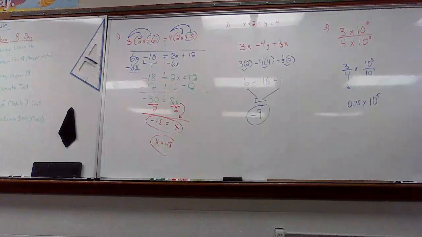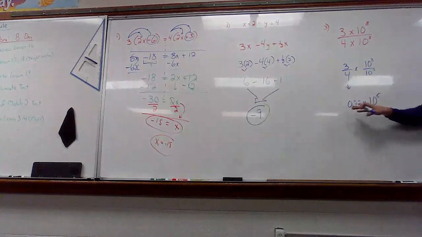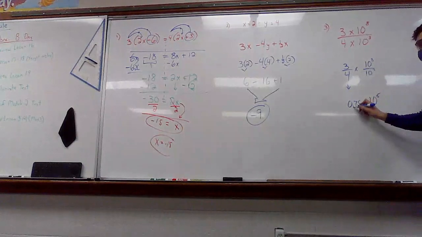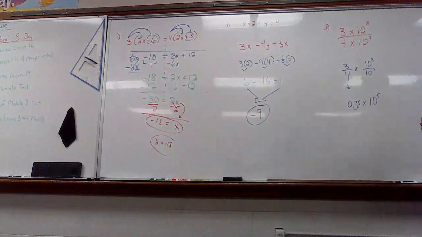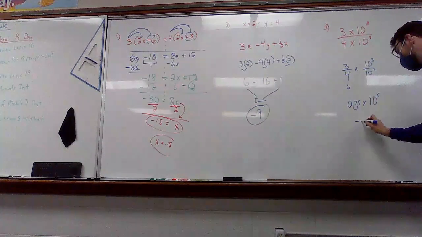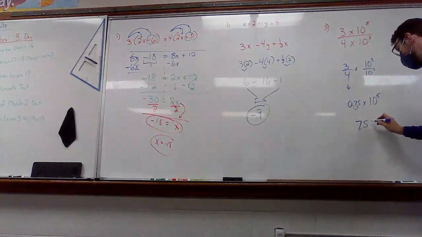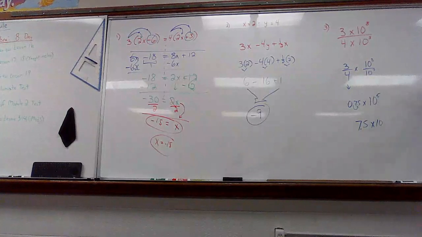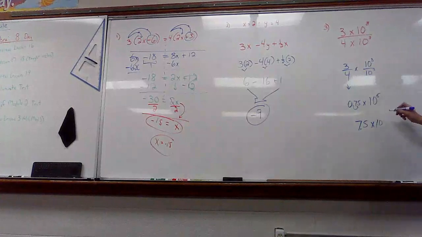Is this in scientific notation, why or why not? Leanna? No, because 0.75 is less than 1. Very good. Our number needs to be at least 1, but less than 10, which means we need to take this decimal and move it to the right 1 place. That gives me 7.5 times 10 to the, when we move that decimal to the right, do we add or do we subtract from the exponent? Parker? Subtract.